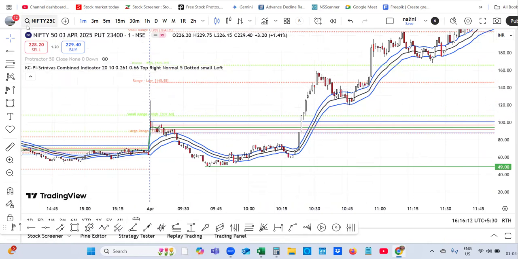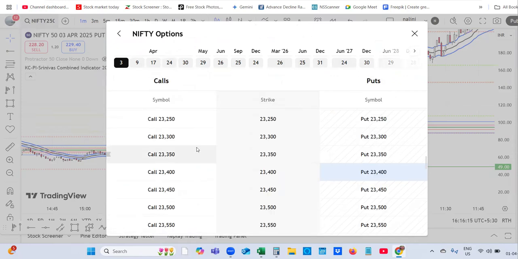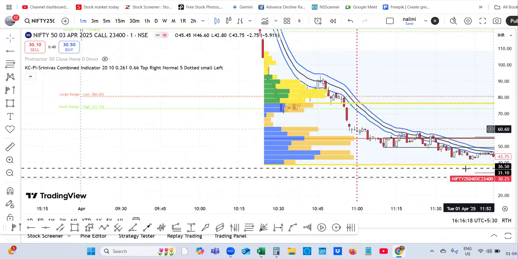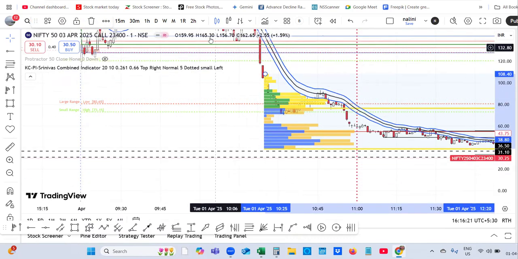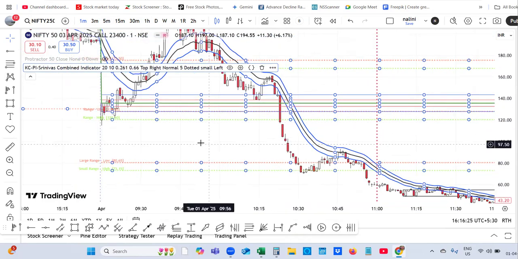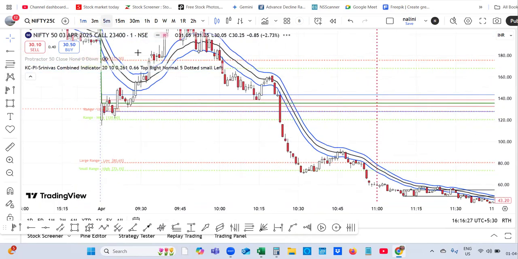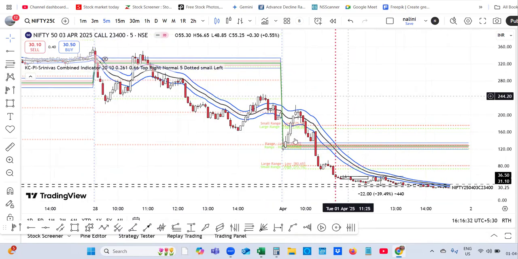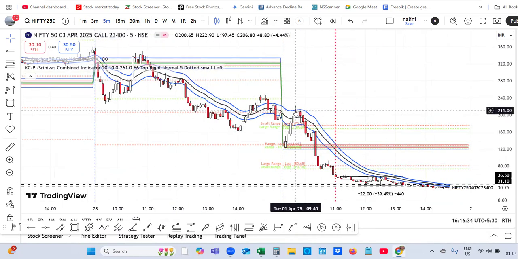So let me go to the call option, the 23,400 call option. See the 23,400 call option. Okay. Let me remove this profile. Let me go to the 5 minutes chart. See, you can see it started moving higher.